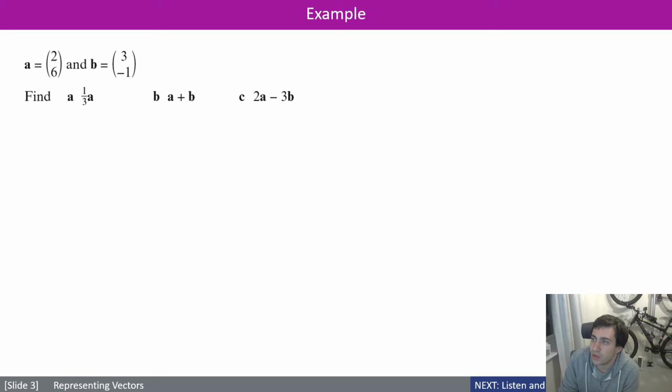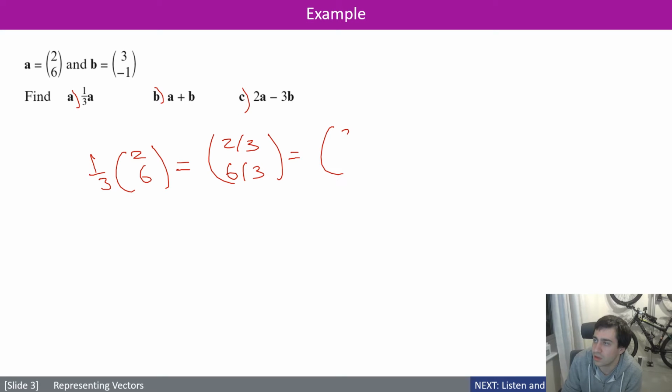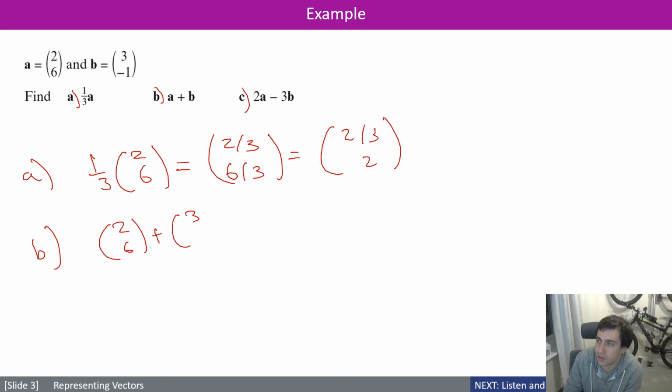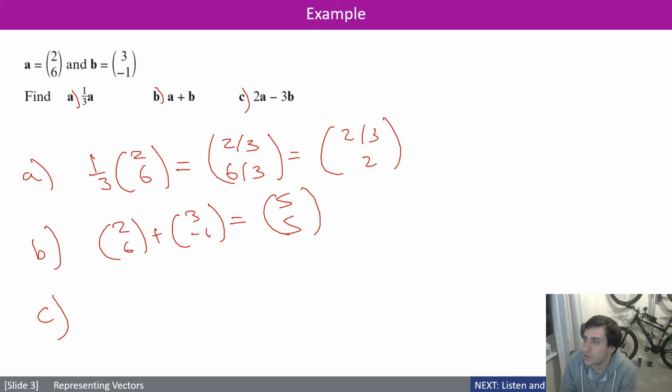A is (2, 6). B is (3, -1). What is a third of A? See if you can beat me to it. You can do it in your head. A third of A, that's a third of (2, 6). That is (2/3, 6 over 3), (2/3, 2). That's part A done. Part B, that's A plus B. (2, 6) plus (3, -1) is (5, 5). That's part B done. C, multiply A by 2 and then take away 3 times B.